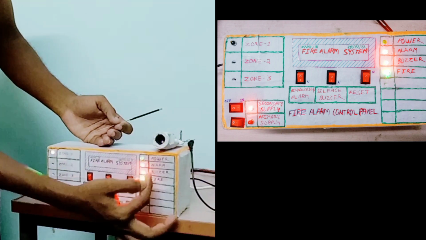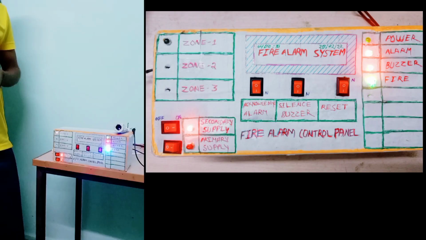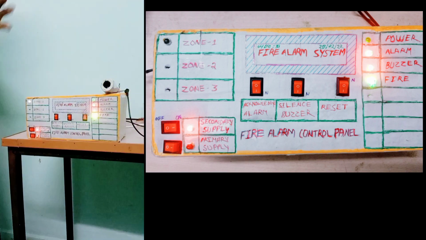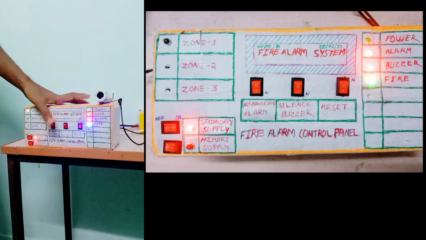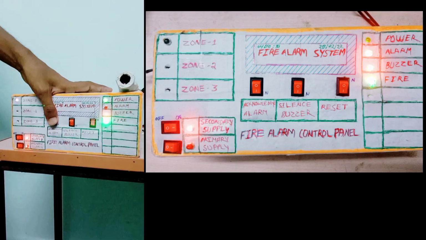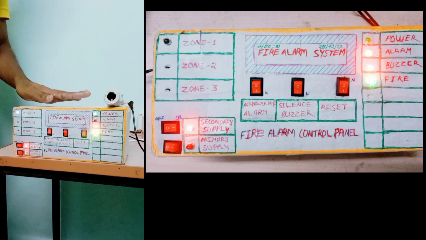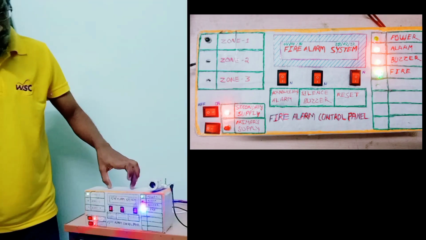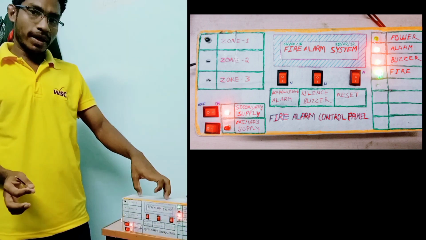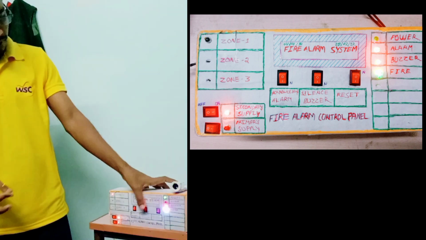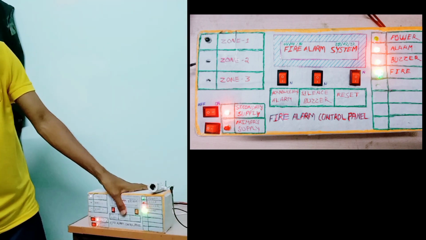So the LED glows, and the alarm is sounding. Then we see where the zone is and where the fire is. Then you can acknowledge, meaning the sound or buzzer that is sounding, we silence it. One sound is silenced, and then the panel is sounding because there is a fault, meaning fire, so it is sounding. So the panel is silenced.